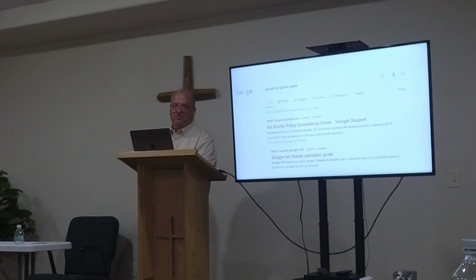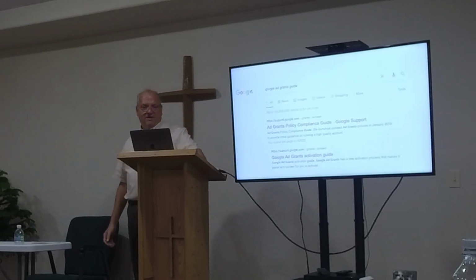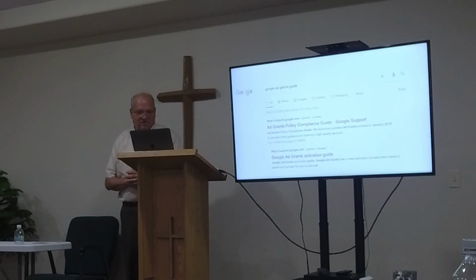So if you do a Google search for Google Ad Grants Guide, the top 2 results are going to be the Ad Grants Policy Compliance Guide. It'll tell you exactly how to comply with Google's recommendations or requirements. And then the next one is going to be the Ad Grants Activation Guide. That tells you how to get the grant. So you can just do a Google search for Google Ad Grants Guide, and you're going to get those top 2 results. They have a lot of information to use.